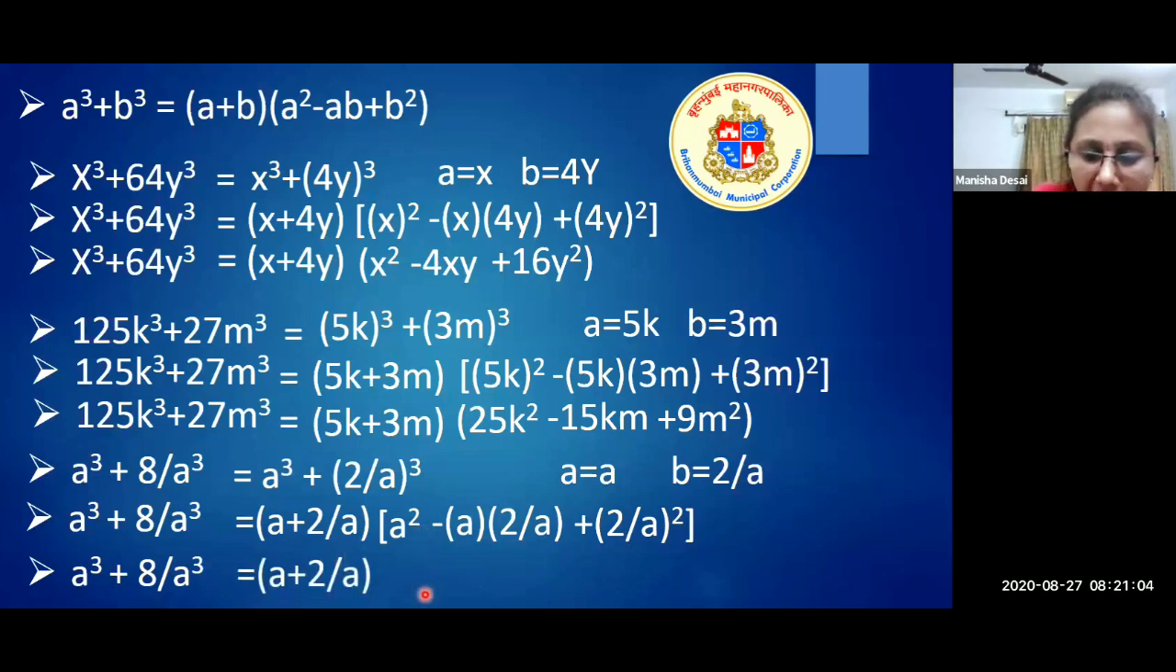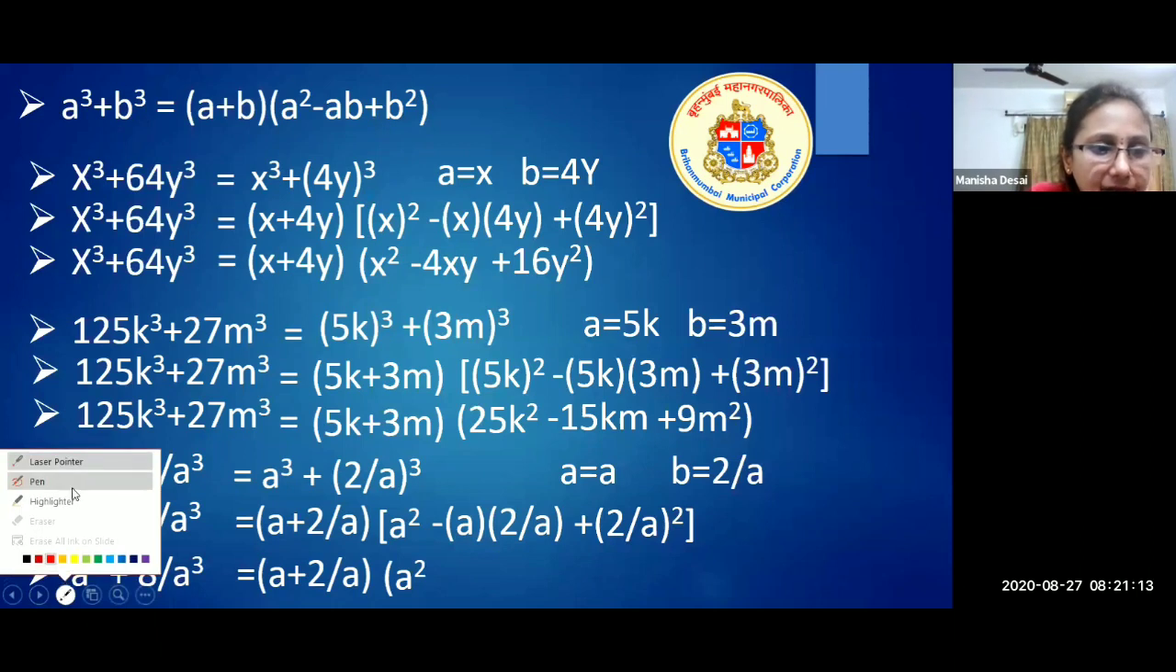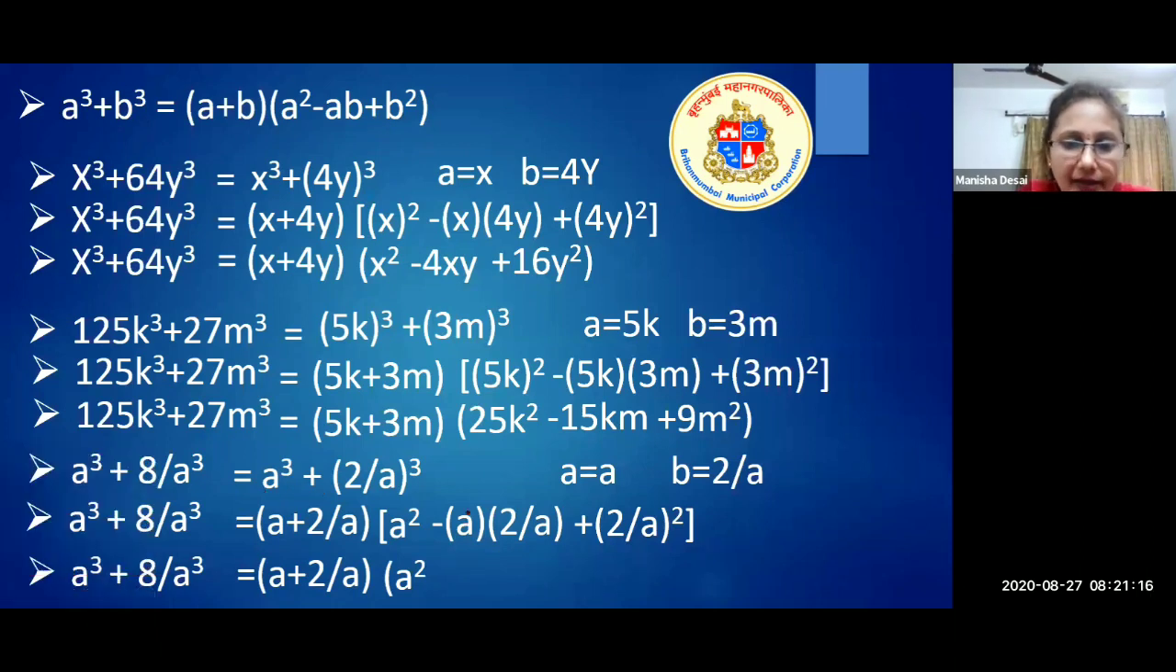Then this a square. Now here what will happen? This a is in the numerator and this a is in the denominator, so they will get cancelled. What will remain? Only minus 2. So minus 2 and plus 2 upon a the whole square. What is the square of 2? The square of 2 is 4. Very good. So plus 4 upon a square.